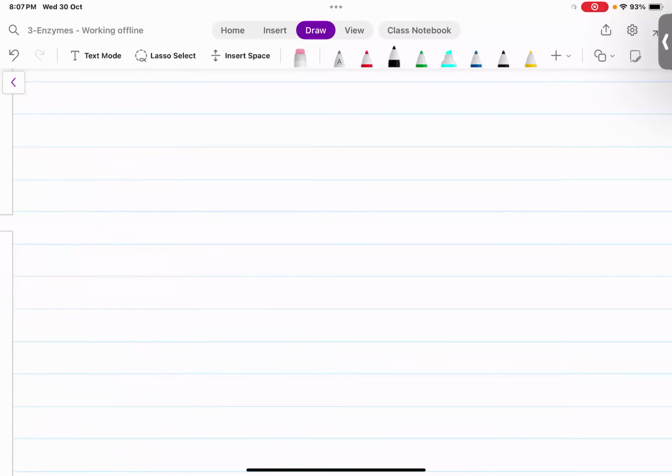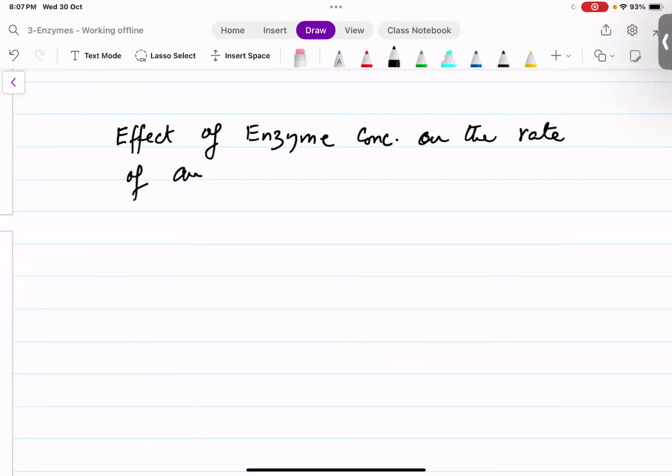Effect of enzyme concentration on the rate of an enzyme action.